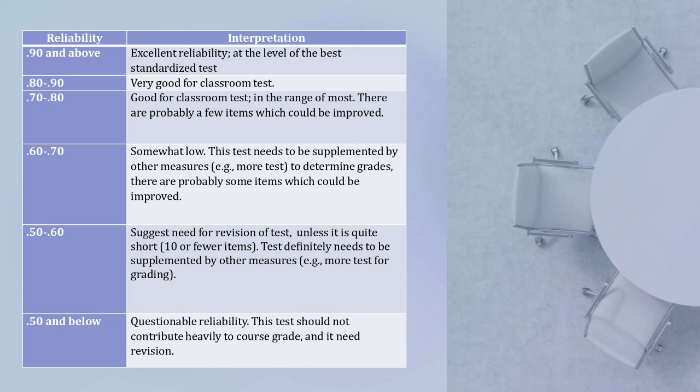A reliability of 0.50 to 0.60 suggests the need for revision of the test, unless it is quite short, ten or fewer items. This definitely needs to be supplemented by other measures, for example, more tests for grading. A reliability of 0.50 and below is interpreted as questionable reliability. These tests should not contribute heavily to the course grade and need revision.